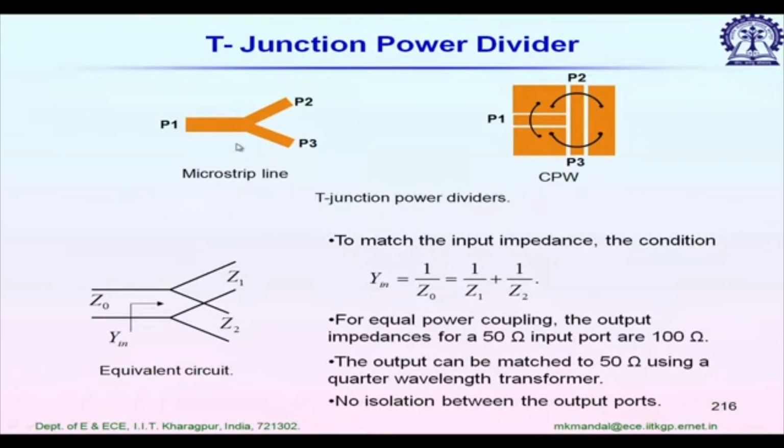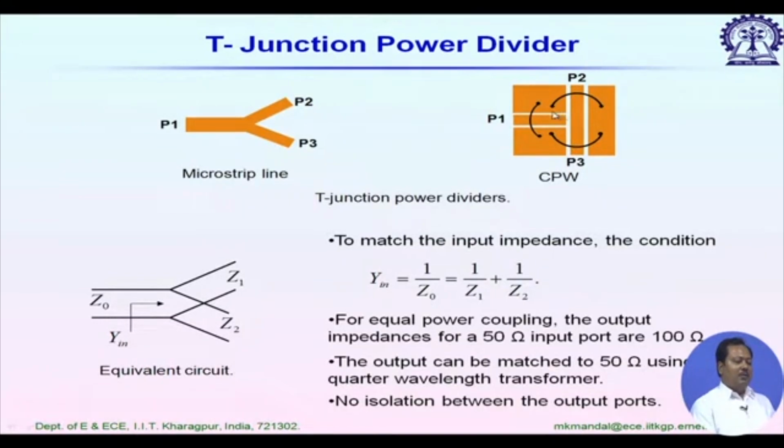Frequently we use this junction to feed antennas, particularly antenna arrays. It is shown in microstrip line form and CPW form. So we have port P1. From this, power is divided into port P2 and port P3. In the right hand side figure, it is the same thing: from P1 it is fed to port P2 and P3.